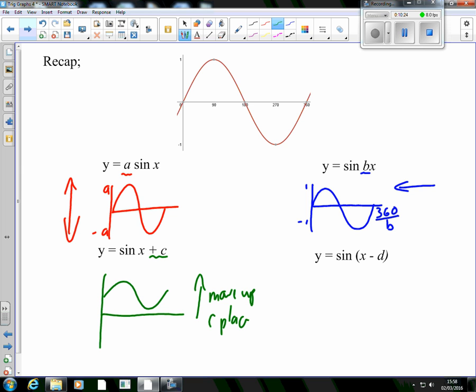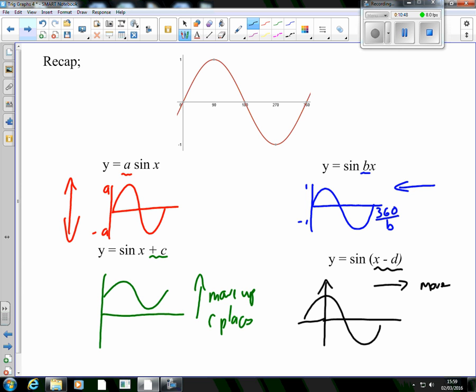And lastly, just what we've looked at there, the x minus d inside the bracket means it's moving back and forth the opposite way from what you'd expect. So the sine graph that would normally start at 0 is maybe moved back the way. Okay, so that moves d places. So we have to be careful that it goes in the opposite direction.